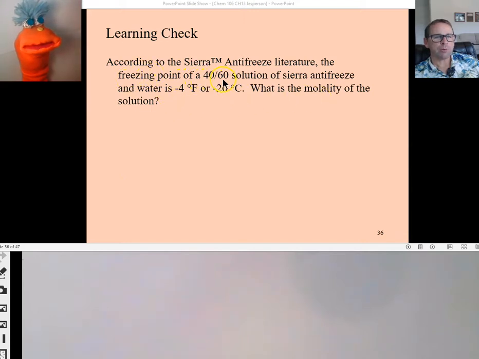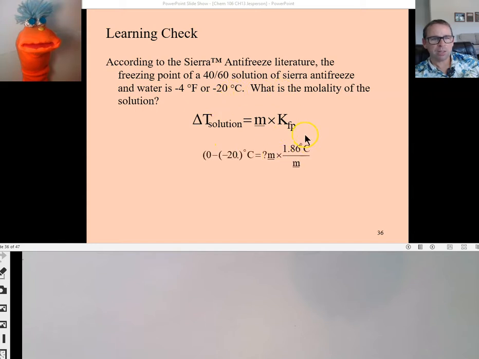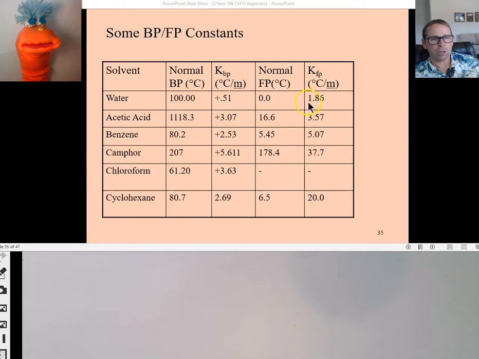The freezing point for a 40-60 solution of our antifreeze is -4 degrees Fahrenheit or -20 degrees Celsius, and we want to know what the molality of the solution is. Well, the shift in temperature equals the molality times the constant for the freezing point, right? And the constant for the freezing point, 1.86, is from water. We're freezing water here, 1.86.